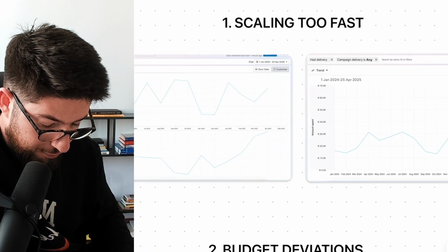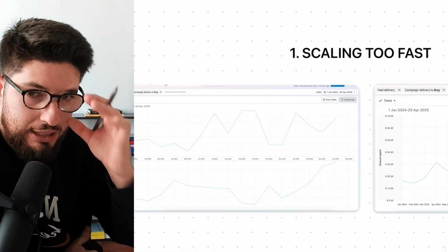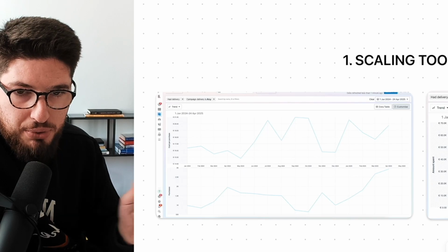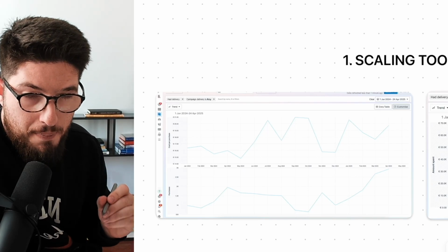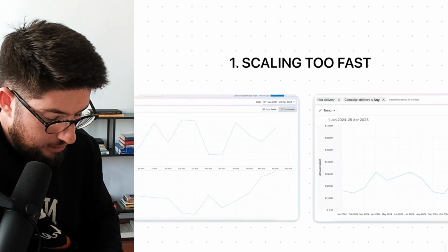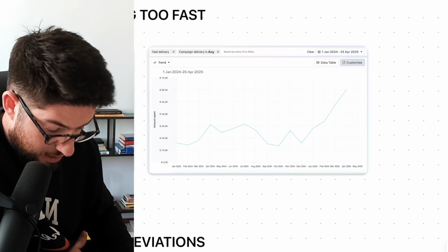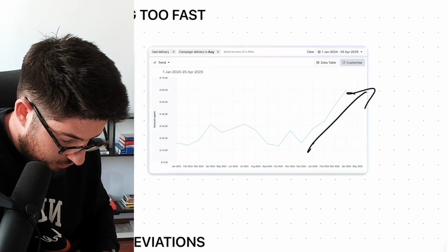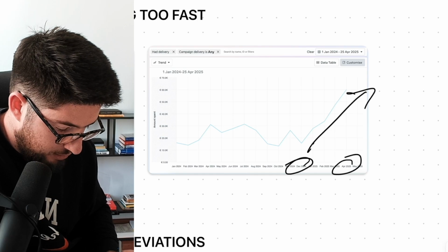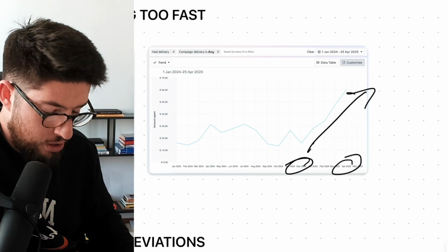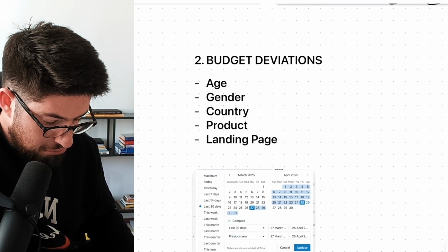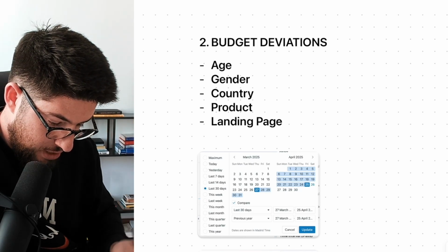So scaling too fast is just what I mentioned. You want to do it smoothly, respect the learning phase, and only hyperscale on specific days. But don't double budget every single day. It's pretty clear. And again, see this scaling. It took December to April. It's a lot of time. So smooth, profitable, easy.